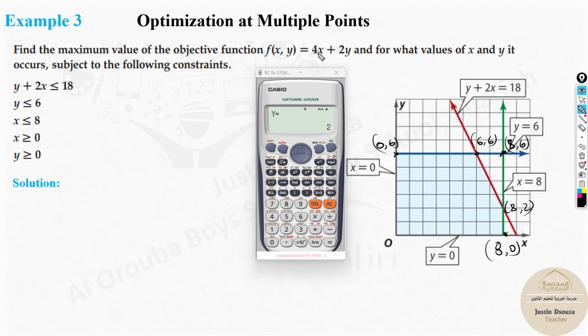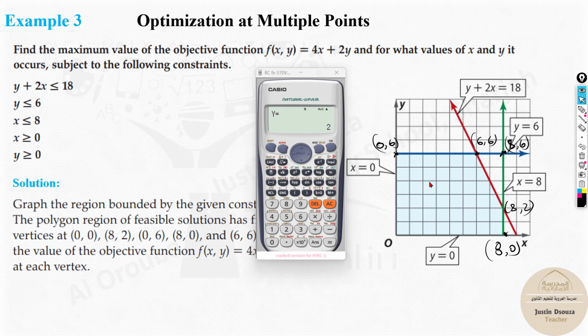Now what you need to do is substitute all of these in the objective function. So one more thing, let me make this clear. If you have straight lines, it's very easy to directly write the vertex points. Only when it's slanting, use the calculator. Otherwise, just directly write them out.